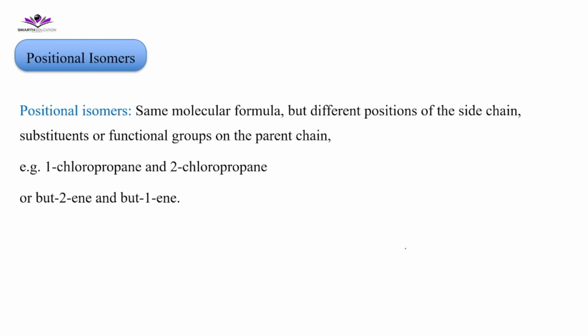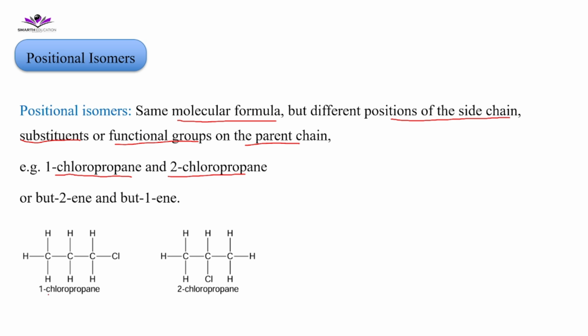And then we have positional isomers. They have the same molecular formula but different positions of the side chain, substituents, or functional groups on a parent chain. For example, we can have 1-chloropropane or 2-chloropropane. In 1-chloropropane, the chlorine group is bonded to the first carbon. Don't worry about the numbering of carbons; we're going to look at that when we start doing the naming of compounds.